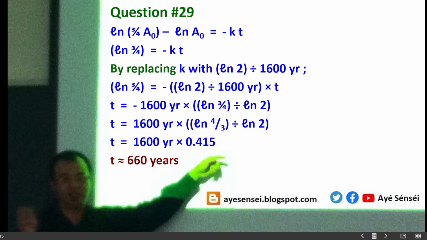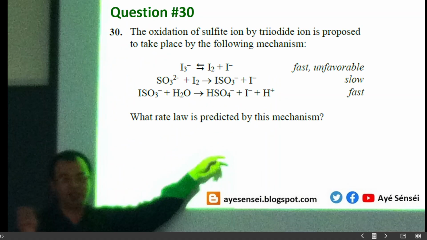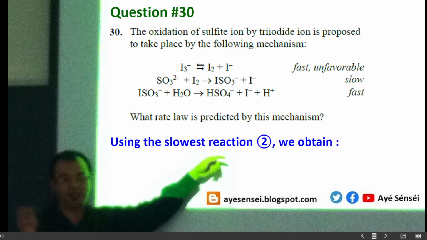Well, that's for question number 29. So the answer is A. So let's continue to question number 30. The oxidation of sulfate ion by triiodide is proposed to take place by that mechanism. So what rate law is predicted by this mechanism?